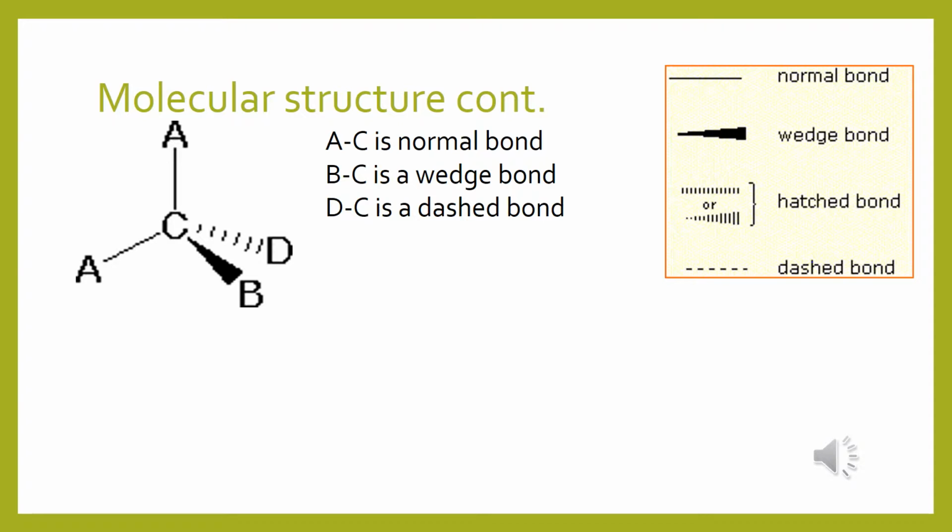As you can see, this is an example of one of the molecular structures. The bond from A to C is a normal bond. B to C is pointing outside of the plane, and D to C is pointing behind.